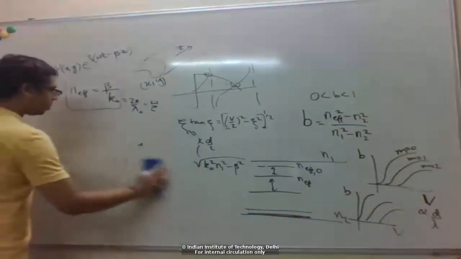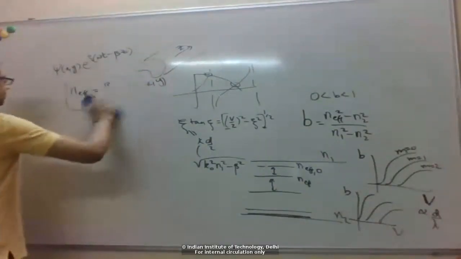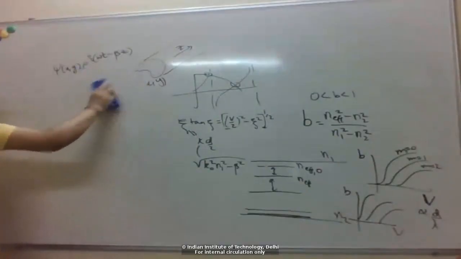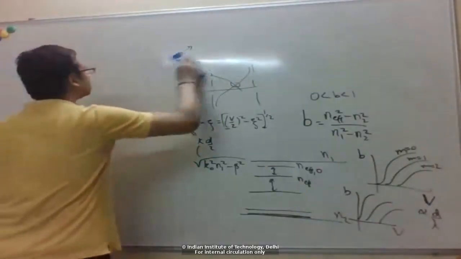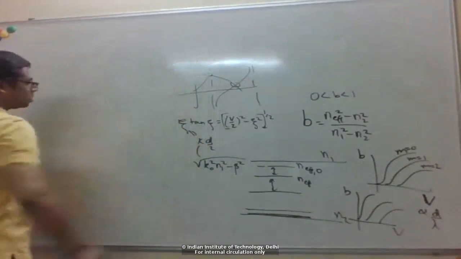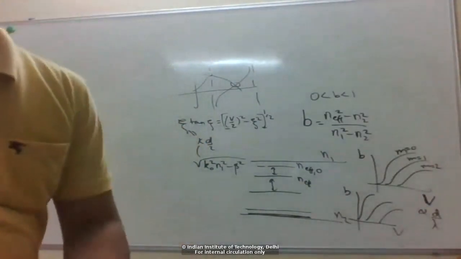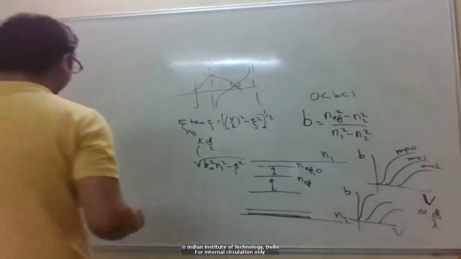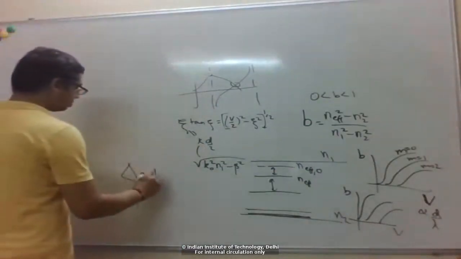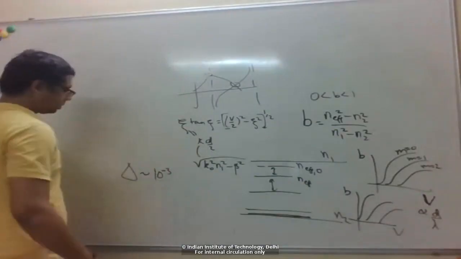Now let's look at modes in a fiber. We'll start with the step index optical fiber. Excuse me, sir, how small can this factor delta be? It can go quite small. Typical optical fibers have 10 to the minus 3.